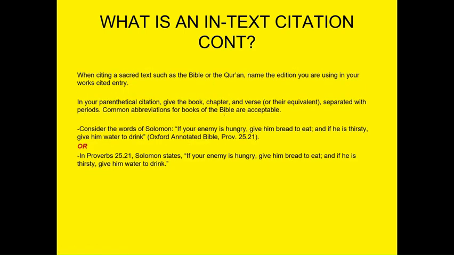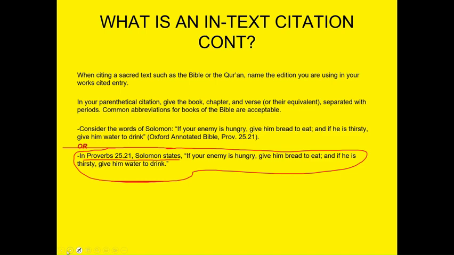Okay, what about citing a Bible or the Quran? You still have to use a signal phrase. Here, in Proverbs 25:21, that's my signal phrase. Solomon states, that's my signal phrase. With the Bible come chapters and verses. Once you put your quotation marks around your quote, at the end you just close the quote out, because you've already put all of the important information in your signal phrase. So if I want to go to the Bible, I would look for Proverbs 25:21. All of the information that's pertinent to me finding this quote, you put in a signal phrase.